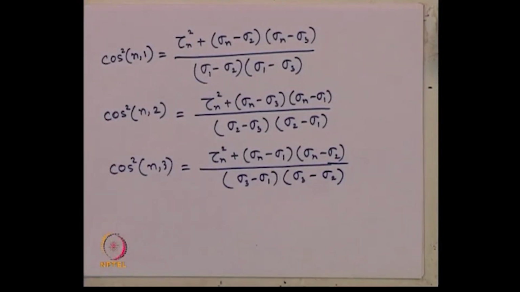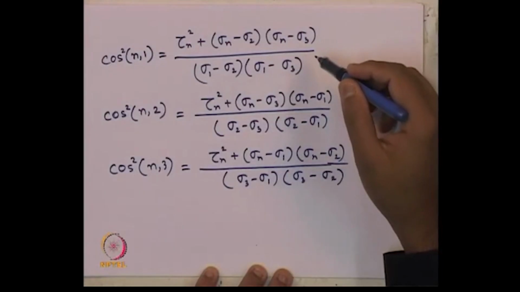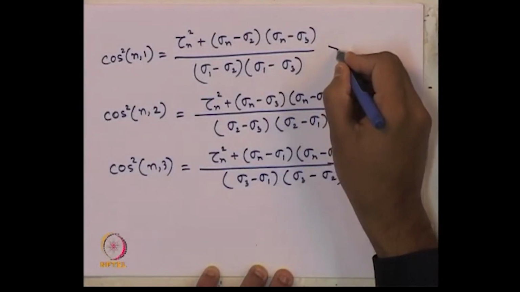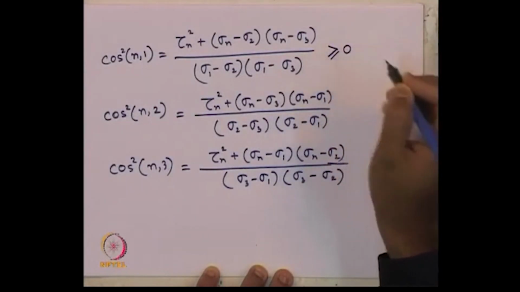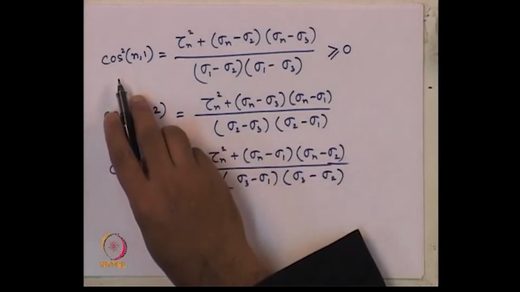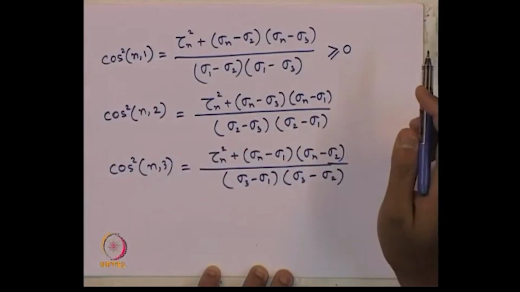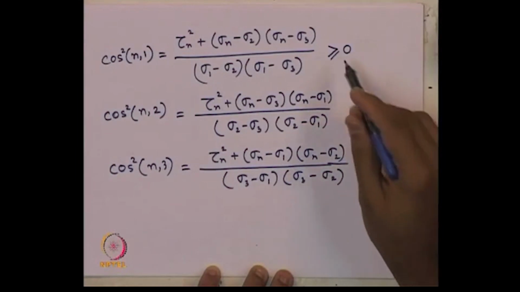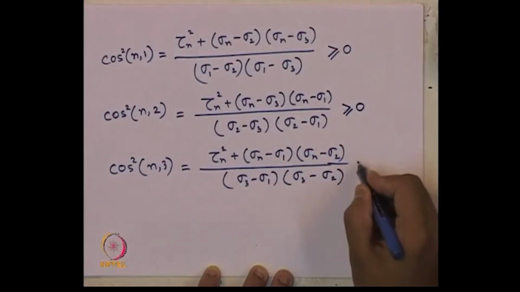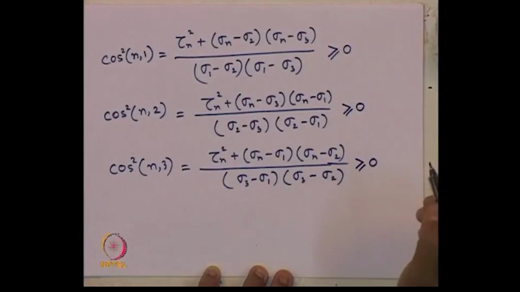Now, how does it help us to obtain the radius and center of Mohr circle? What is the nature of these three values? They must be greater than or equal to 0. They cannot be negative. Am I right? This is a cosine of an angle square, so it never can be negative. This also must be greater than or equal to 0. This also must be greater than or equal to 0.